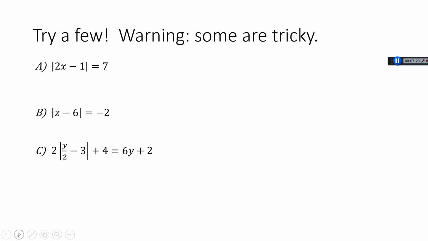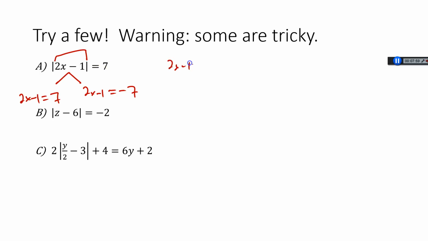Let's try this first one. So we have absolute value of 2x minus 1 equals 7. So like we just said, we're going to split it up. Either 2x minus 1 is equal to 7, or 2x minus 1 is equal to negative 7. Because if one of those happens, then this 2x minus 1 will either be a positive or negative 7, and the absolute value will take care of it and make it a positive 7. So we're going to solve these separately.